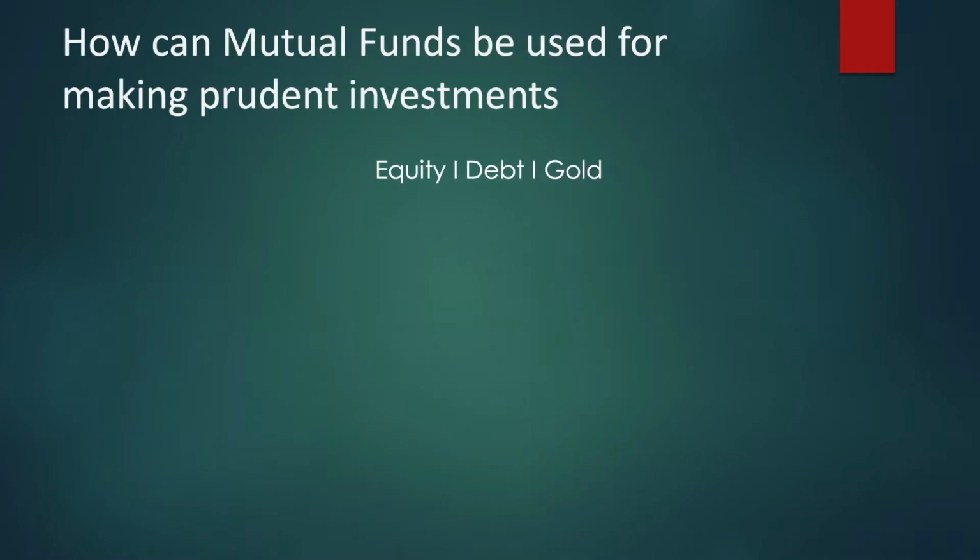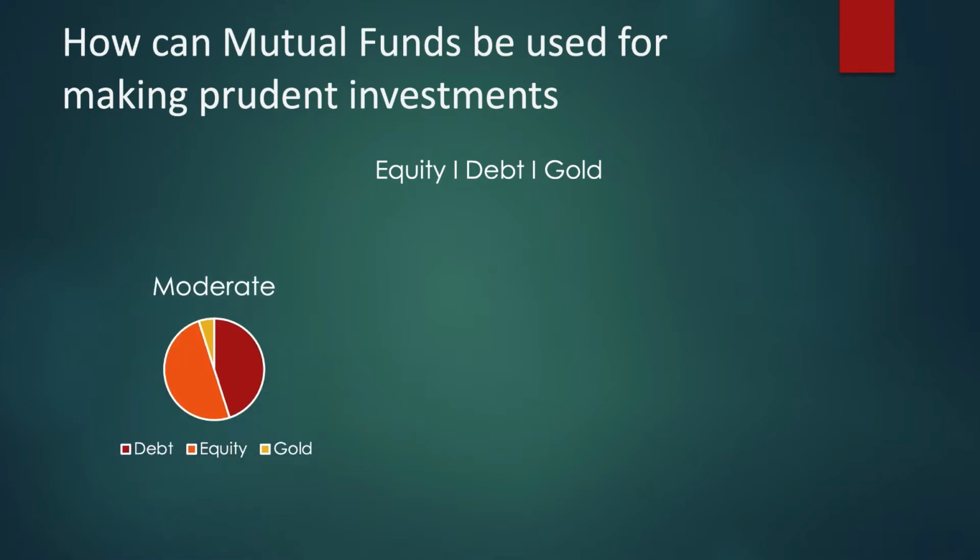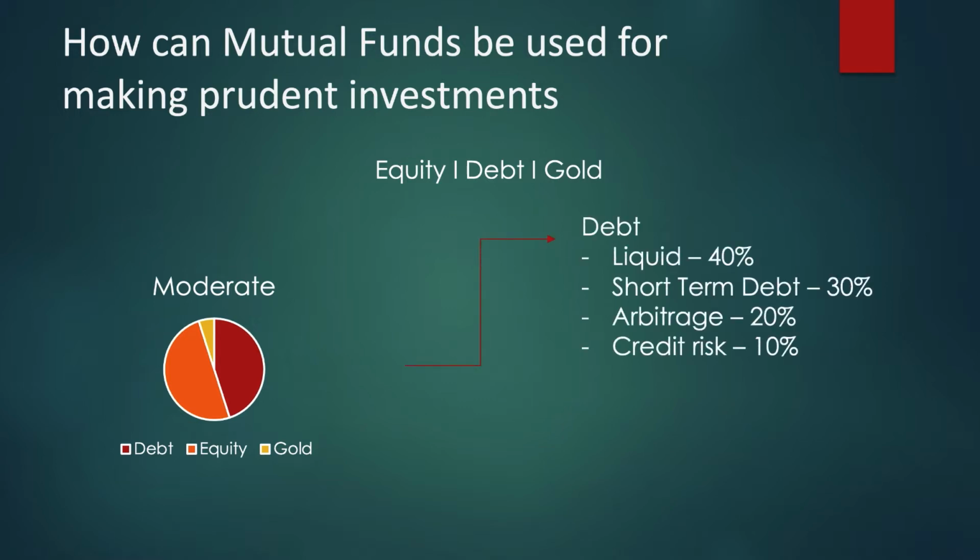So mutual funds are available in three categories: equity, debt, and gold. Here is a moderate profile, which is 50% in debt, 45% in equity, and 5% in gold. You can allocate 10% in gold and 45% in debt, but the point remains, overall this is the allocation for a moderate risk profile. Within that, what kind of allocation should you do for a moderate portfolio?